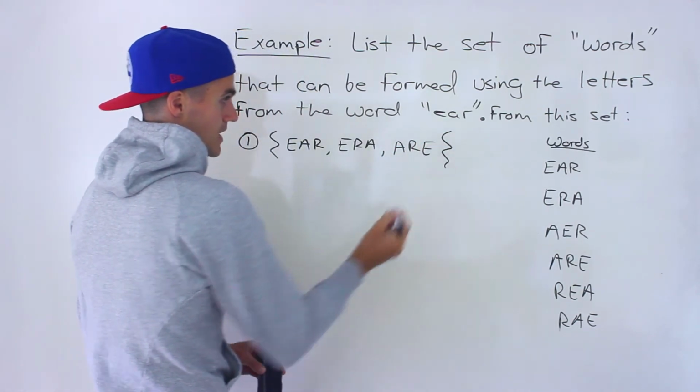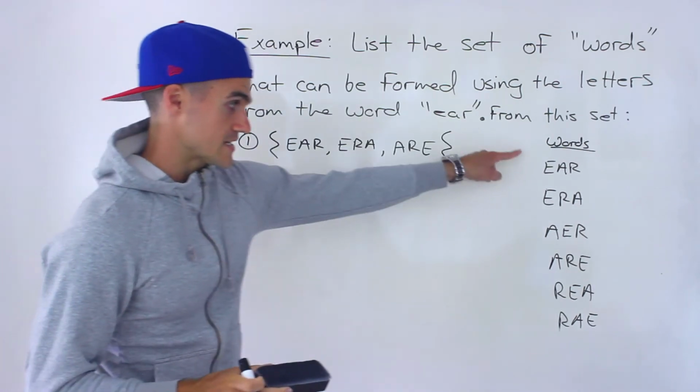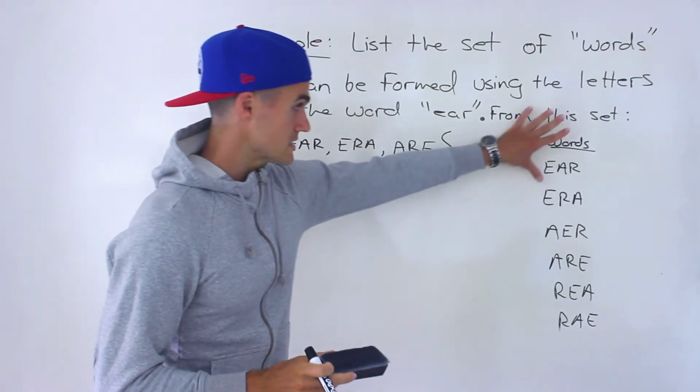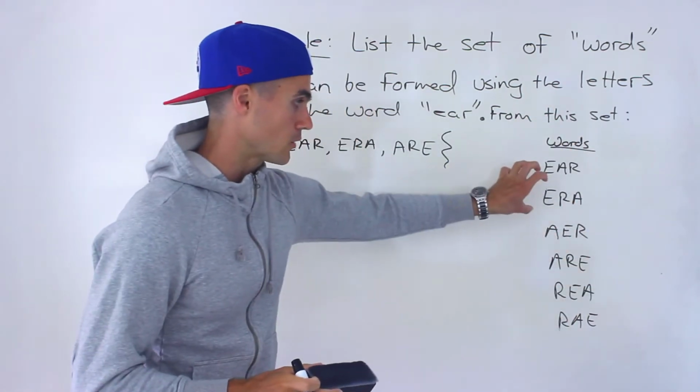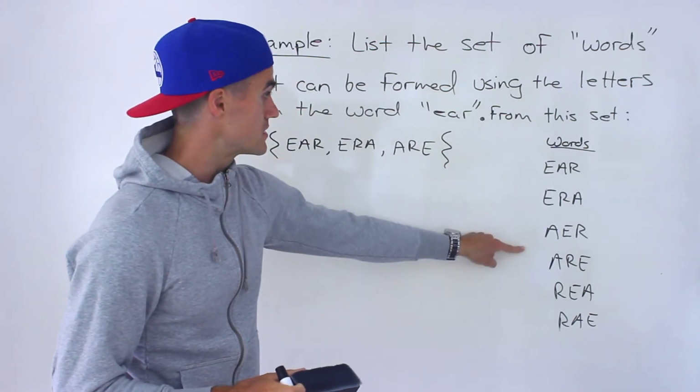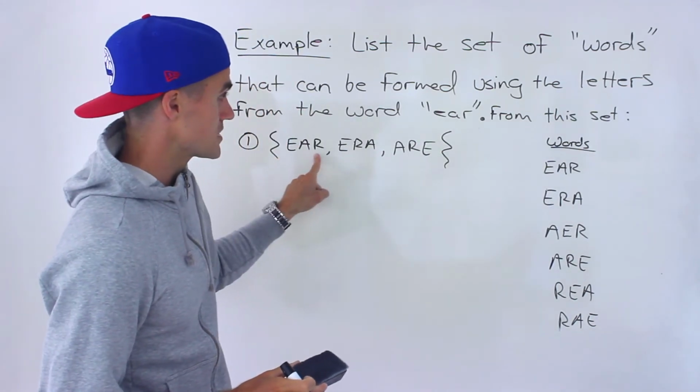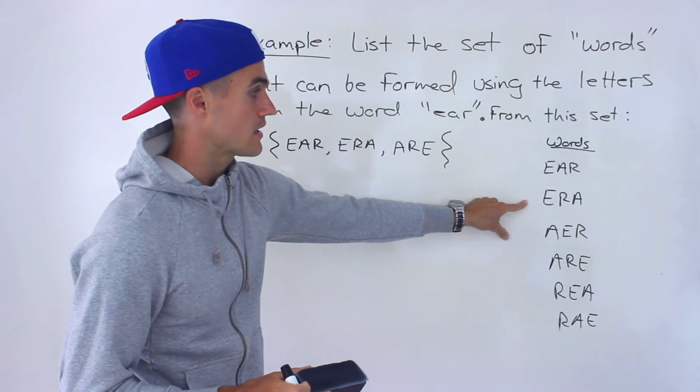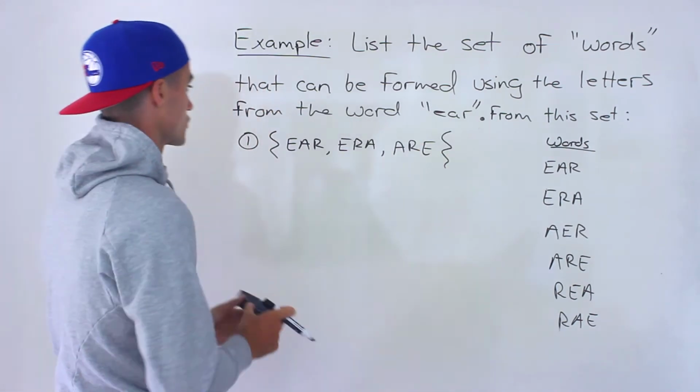Right, so that's the subset from this set. This is the universal set, and now we're looking at different subsets of this universal set. So this is the subset from this universal set of actual English words.